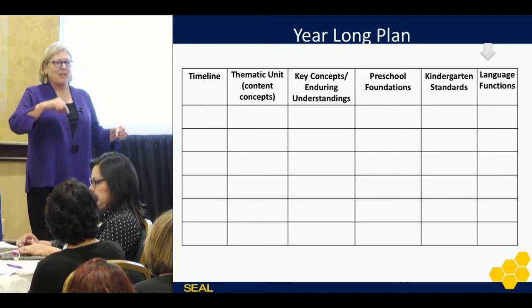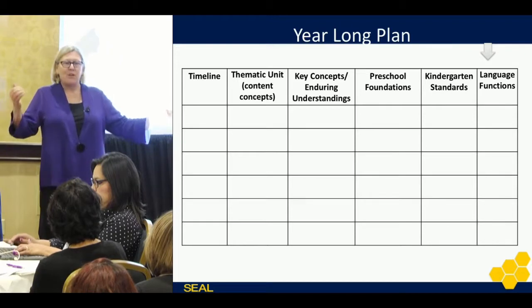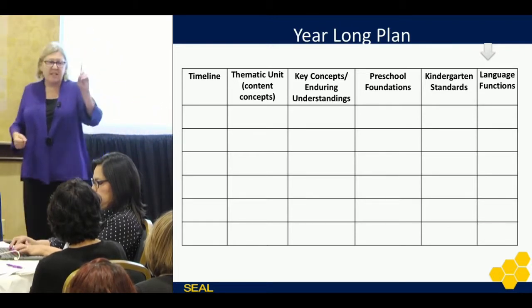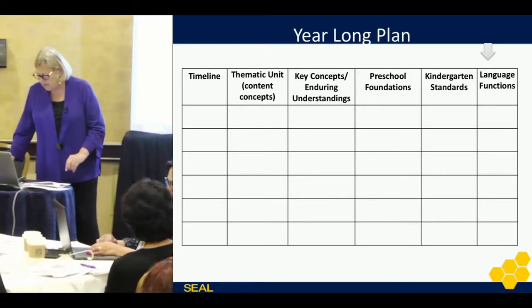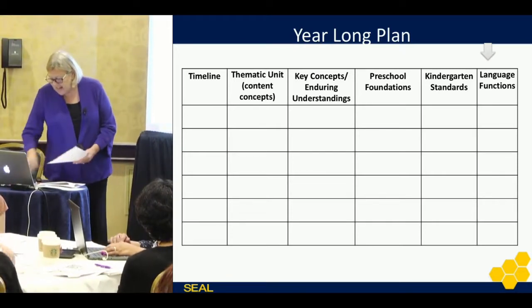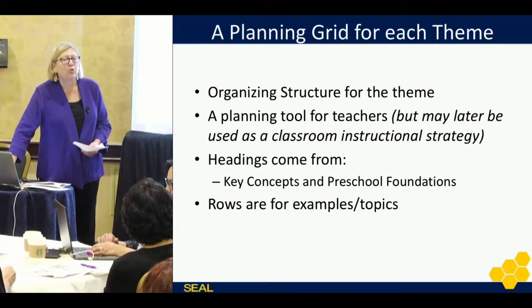So that's why I'm going to short circuit that. We don't have time to do a yearly plan of themes, but I want you to see what it would look like. So just select one for right now, one language function. That would be the step that you would take. Now the next step is where we go in deeper, and it's where we develop the planning grid.